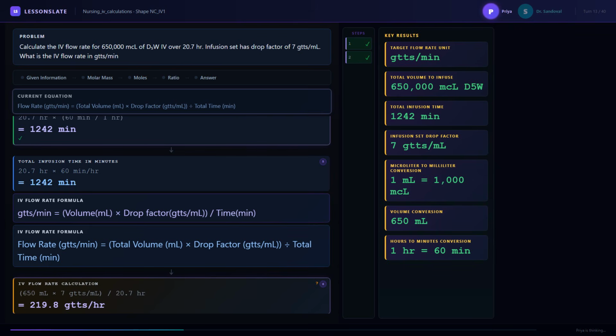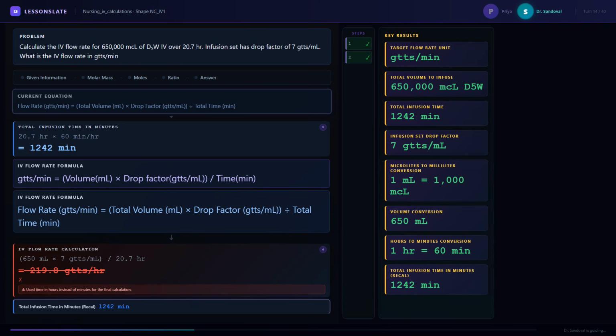Around 219.8? You've set up the multiplication for the total drops correctly, Priya, and the division is right based on the number you used. However, remember our previous step where we converted the total infusion time to minutes for the formula? You used the time in hours again for this final calculation, and the problem asks for drops per minute. Can you recall what the total time in minutes was that we calculated?